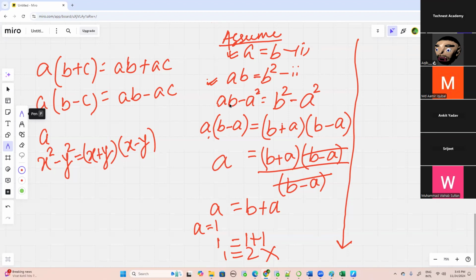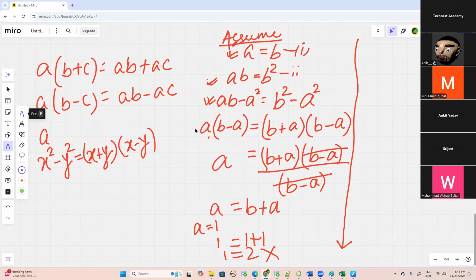Yes. In this step, what am I trying to do? I'm subtracting A square from the LHS as well as the RHS. This is also fine. I have the freedom. I can subtract anything from the LHS, and the same thing I have to subtract from the RHS as well. This is a rule of mathematics, right? Okay. Now, this is also correct.